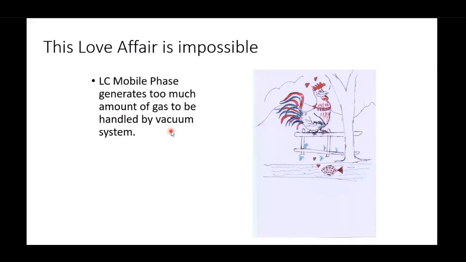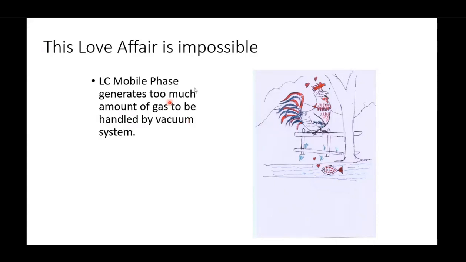This is based on the calculation that 1 gram mole of any substance gives you 22.4 liters of gas at NTP. So 1 gram of water, which is equivalent to 1 ml of water, will give you 1.2 liters of gas. That is why it was felt that the vacuum system cannot handle such a huge amount of vapor entering into it.